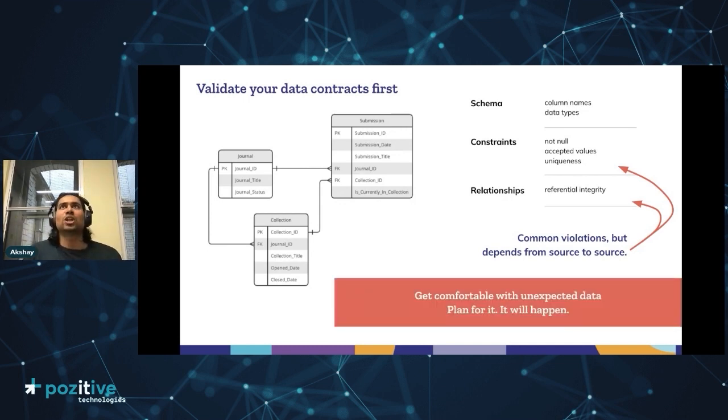The other thing to call out here is when we started implementing our data product, there were many cases where the contracts just failed because of violations of those contracts. The source systems just sent us data that didn't meet those contracts. So there were cases where you will get unexpected data, and you just need to plan for it.